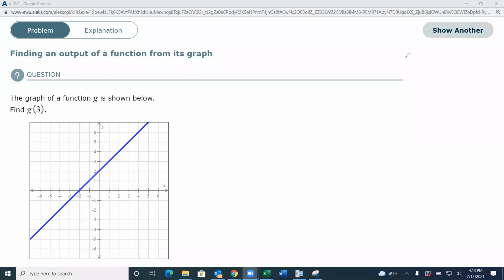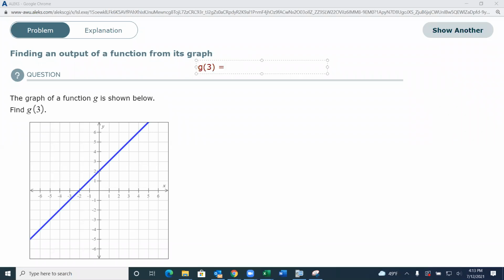Okay, so on this one, we got the graph of a function, and they want us to find g of 3, but they're not giving us the name of the function, or the actual function, in function notation. But what g of 3 means, and this is something you really need to get, really make sure you understand it really well.